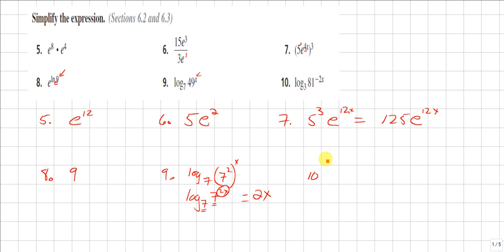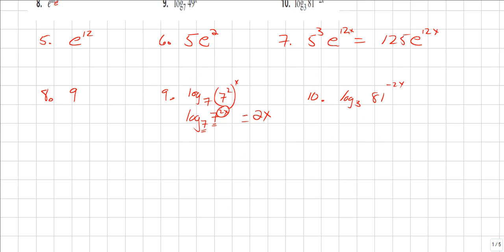10. Same kind of a situation. We need to get the 81 somehow to change that into a base of 3. So that'd be log base 3 of 81 to the minus 2x. And let's change that 81 into a base 3. So that would be 3 to the 4th power. And that'd be the minus 2x.